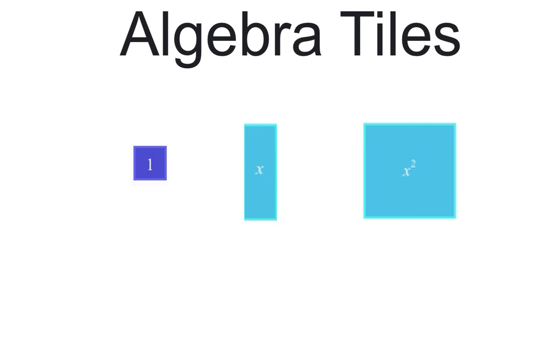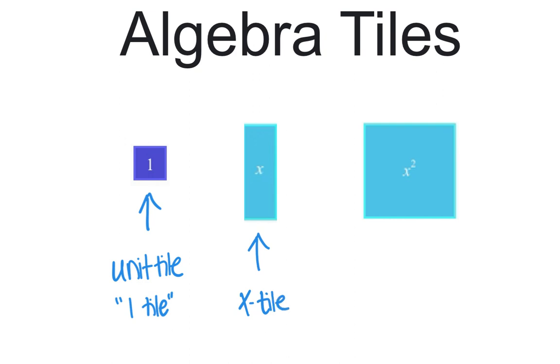All right, so a couple of the tiles you'll notice are going to be blue. There's one that's dark blue, and this is called the unit tile. Sometimes we just call it the 1 tile. All right, it's got a value of 1. The one next to this here, the blue one, is the x tile. All right, and the one next to that is the x squared tile.